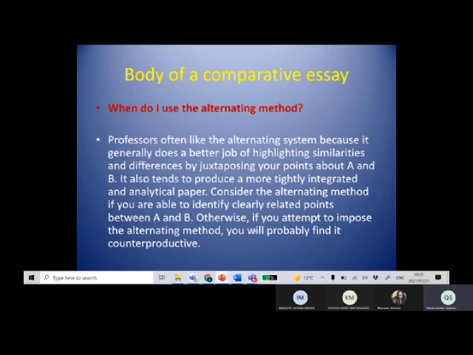So consider the alternative method if you are able to identify clearly related points between A and B. Otherwise, if you attempt to impose the alternative method, you will probably find it counterproductive. What we're saying here is there are certain instances where you're comparing two things, but there's no stem. Let's say, for example, you want to talk about scholarships. This is just a broad example, and you realize that Zimbabwe's system of education does not actually have scholarships. Of course it does, but what I'm saying is with some topics you find that there's no stem to compare the two.